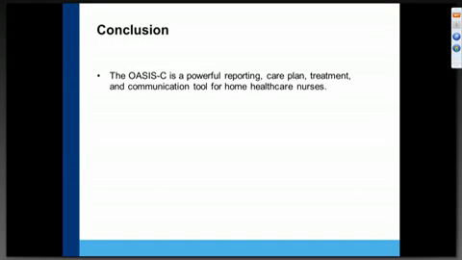So concluding, and I'm speeding up a little bit here to be able to address any questions you may have, but the Oasis C is a powerful reporting, care plan, treatment, and communication tool for home health nurses. And we focused on nursing here, but certainly with our other professional disciplines as well. We're all using it and we're all working together. The importance of teamwork cannot be underestimated.